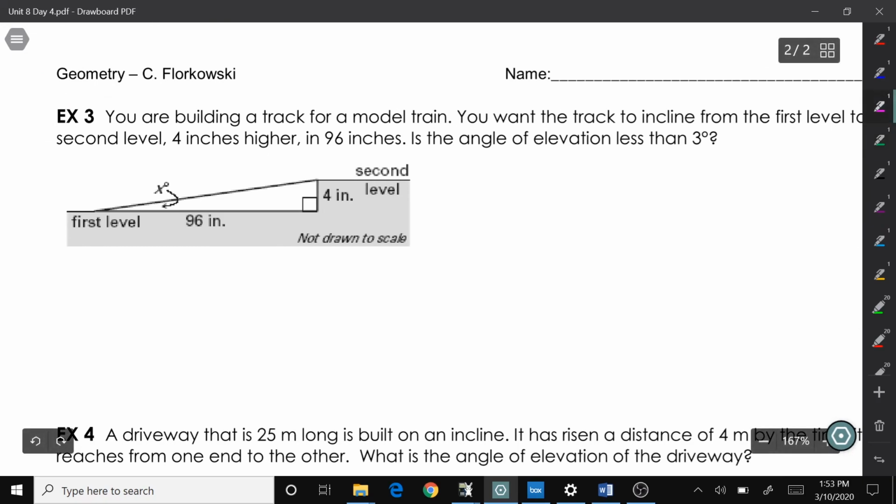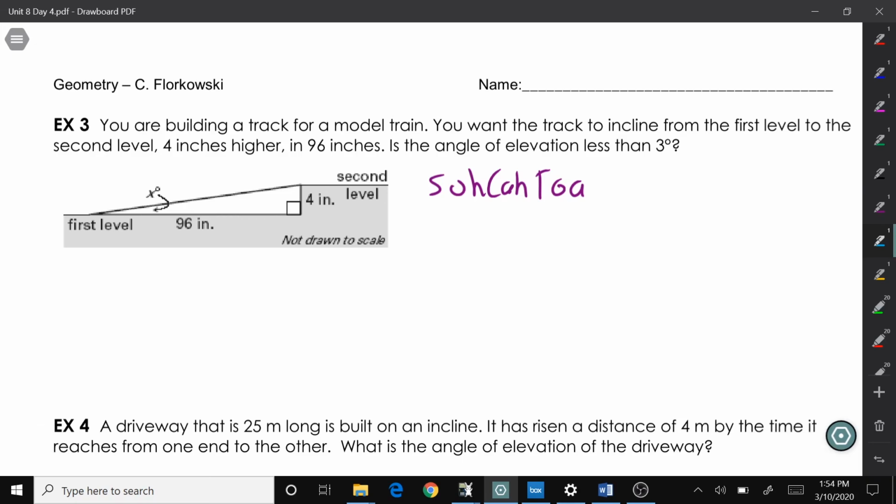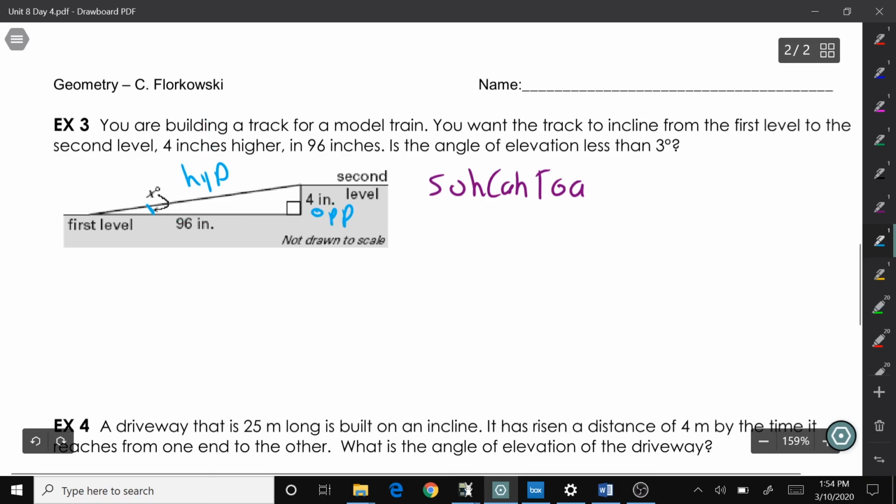So you're building a track for a model train. You want the track to incline from the first level to the second level, 4 inches higher in 96 inches. Is the angle of elevation less than 3 degrees? So let's write out SohCahToa. There's a nice picture drawn for us. And our angle is right here. Our hypotenuse is up there. Opposite side is 4 inches. Our adjacent side is 96 inches.